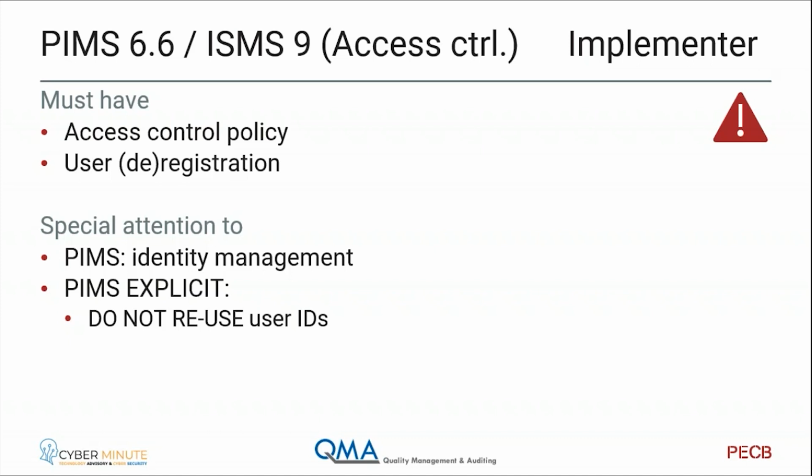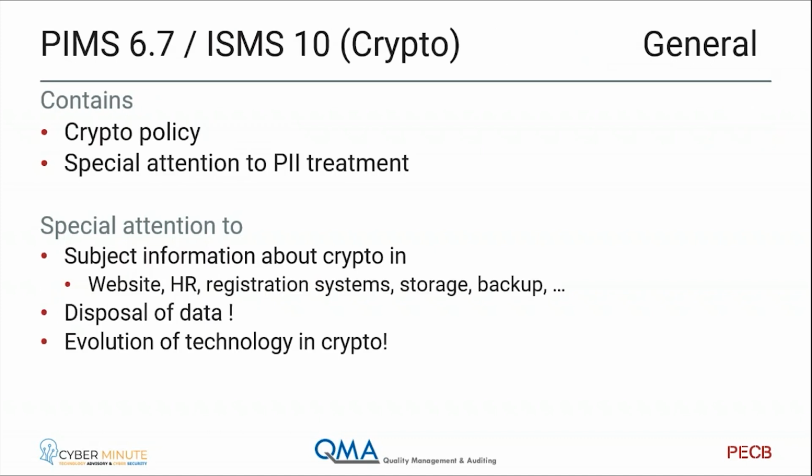One explicit advisory you will see in the PIMS system is do not reuse user IDs. Make sure they stay unique over time and that they are linked to persons or people very specifically. The reason is very simple: if you need to track access to data, illegal access to data, you must be able to make sure you can point to the right person.